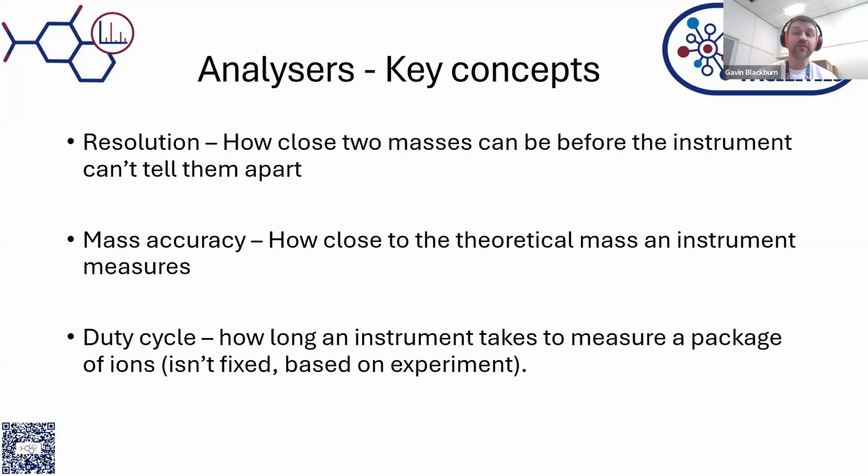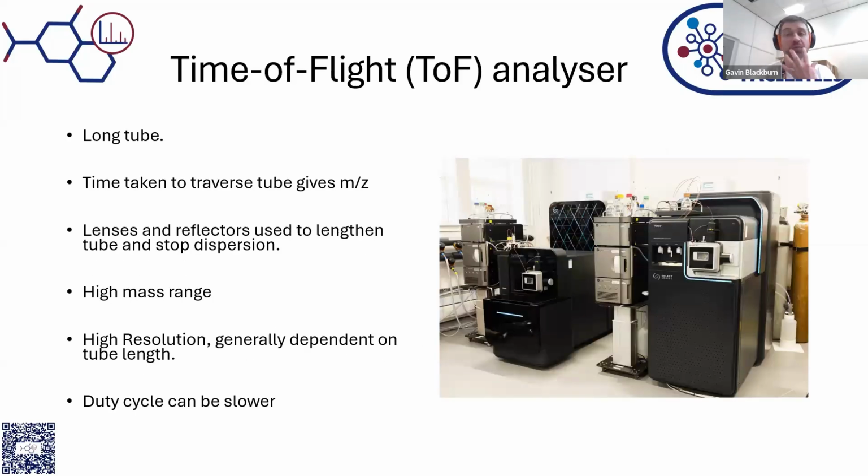And when we understand this, we can then make choices about the kind of instrumentation that we bring into our lab and are available to apply to people's experiments. And those instruments I'm going to go over generally here. So the first one I'm going to cover is a time of flight analyzer. The reason we cover time of flight first is because time of flight is the simplest analyzer that we can think of. It is functionally a long tube.